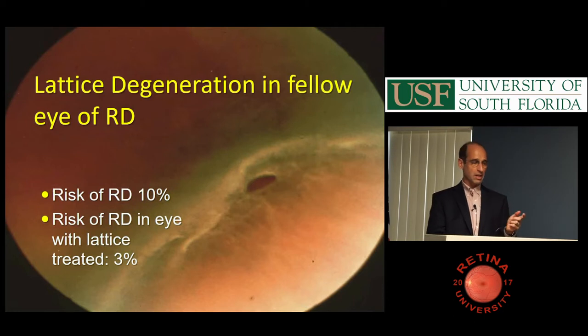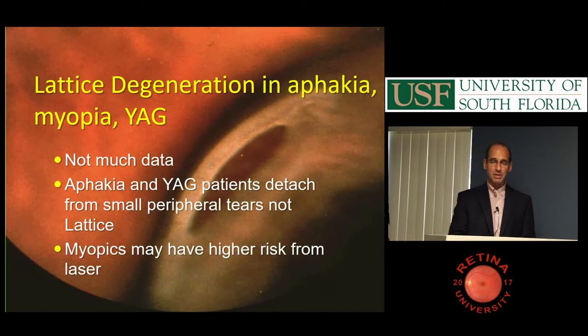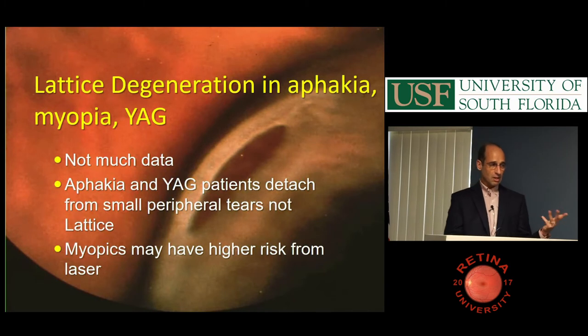And I go both ways. I'll sort of tell you my algorithm when we're done with this. There's not much data on other people. You know, if someone is going to have cataract surgery, they're going to have YAG, they're myopic, should you laser their lattice prior to the procedure?